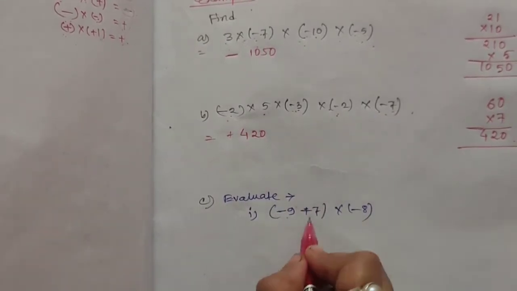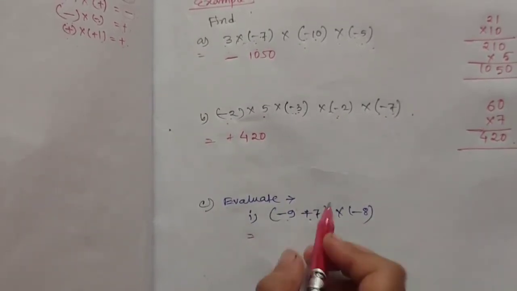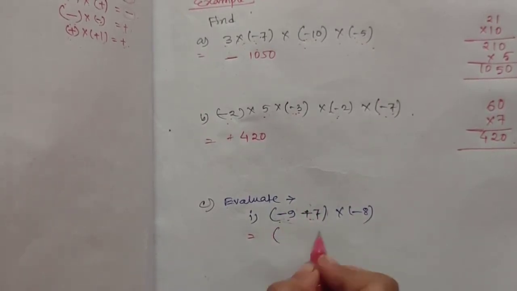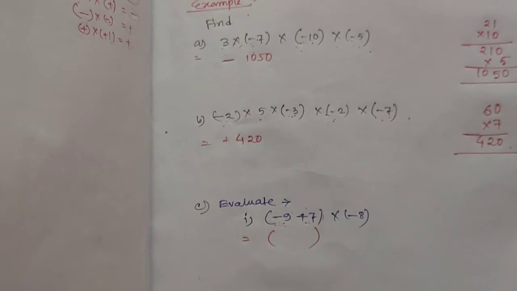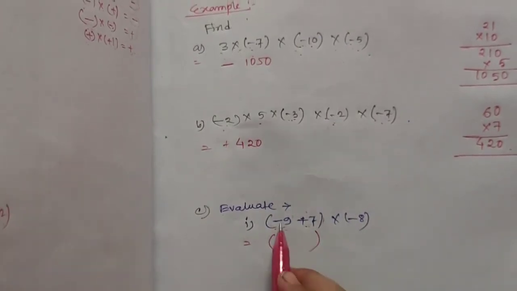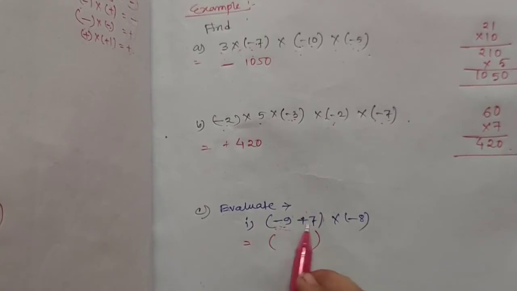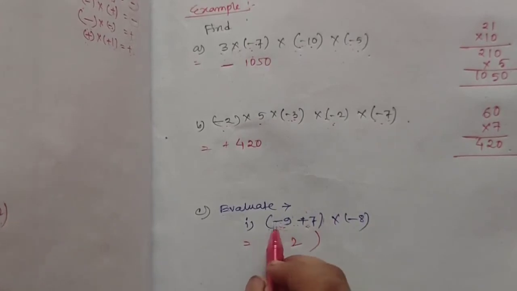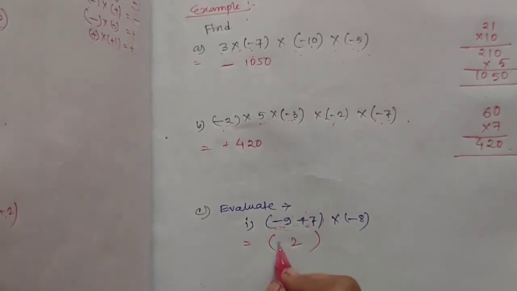Okay. Next, evaluate; you have to find the value. Minus 9 plus 7, multiplied by minus 8. First, we will do the task inside the first bracket, minus 9 plus 7. In your previous class, you learned how to add integers. These two integers are of opposite sign, so we need to do subtraction. 9 minus 7 is 2. But the greater value has the minus sign, so you need to put minus here.